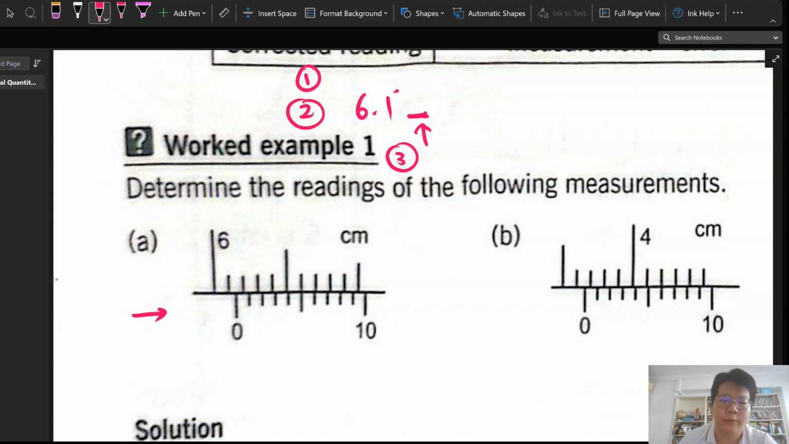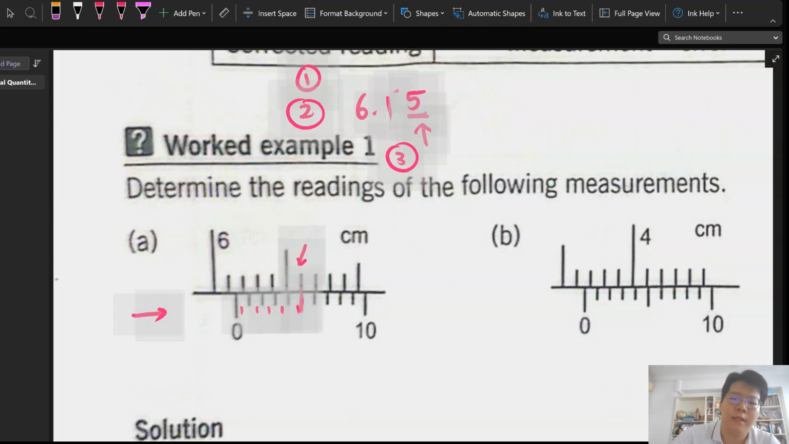To identify what is at the second DP, we will have to look at the line that aligns between your main scale and your vernier scale. In this situation, it is this line over here. How many spacings is this line away from the zero mark of your vernier scale? 1, 2, 3, 4, and 5. So in this situation, we know our answer for part A will be 6.15.